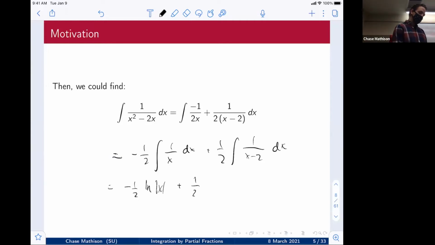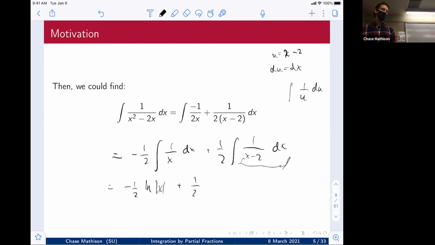Plus 1/2. I could use a u substitution on this integral, right? I could do u is equal to x minus 2. So that means du is dx. And I would get the integral just of 1 over u du after I make that substitution. And that integral is the natural log of the absolute value of u. And that would give me, after I plug u back in, natural log of absolute value of x minus 2. And then don't forget the c.